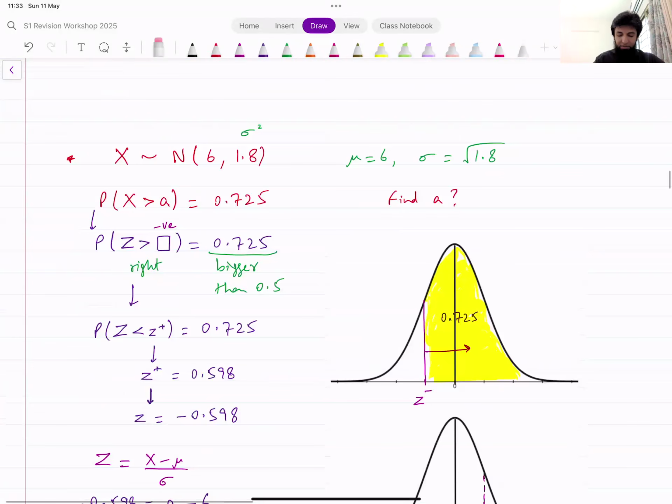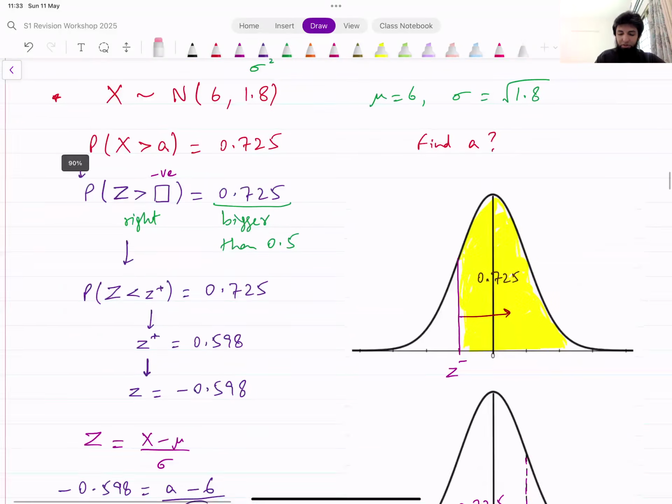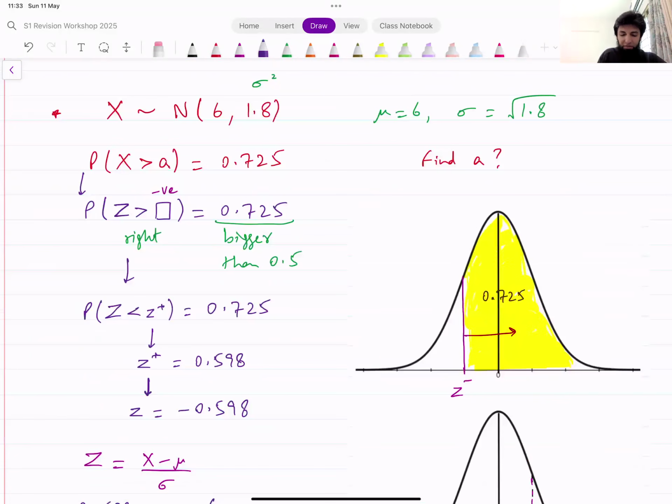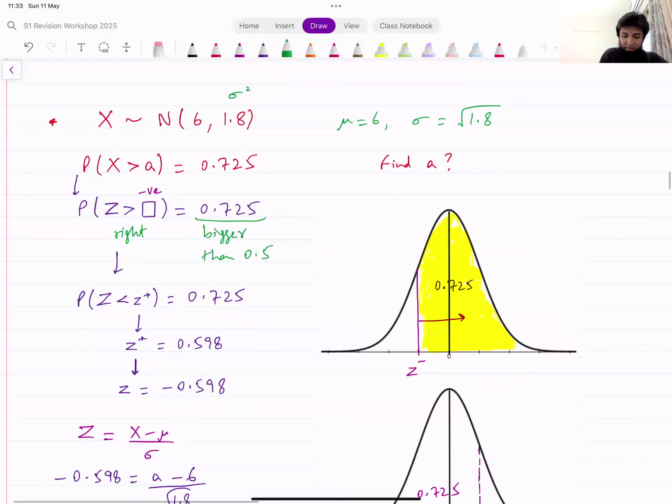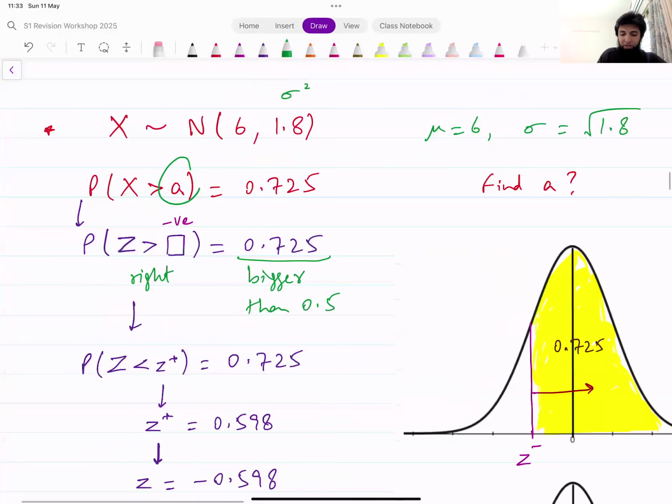What if you had something like this? Now we've got a normal distribution, and we've got the mean of that distribution. We've got the standard deviation and variance. And now they're saying the probability that x is greater than some value is equal to 0.725, and we need to find the value of a. How can we do that?